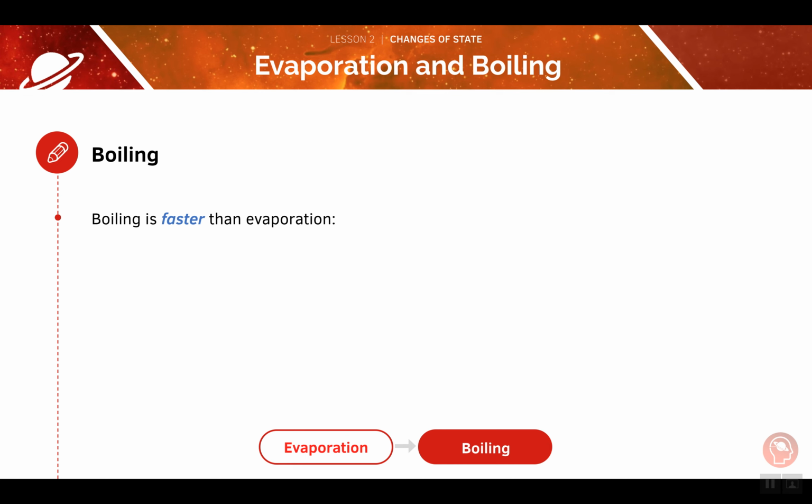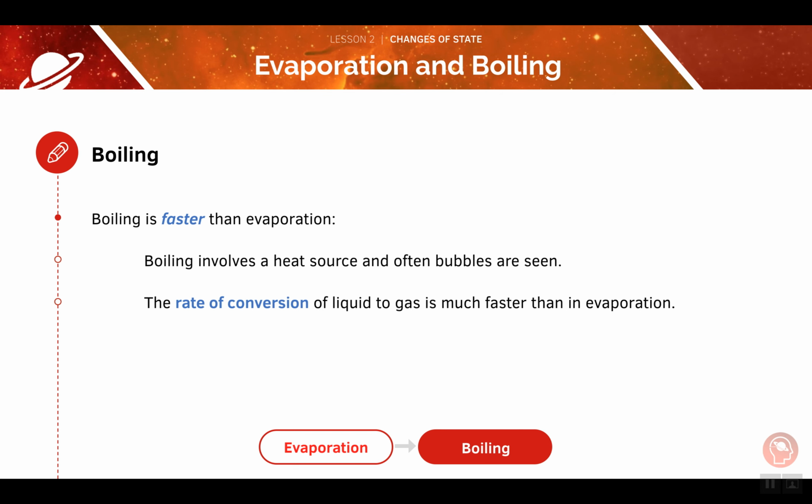Evaporation can often happen without us noticing. It is much slower than boiling. Boiling involves a heat source and often bubbles are seen. It's much faster to boil a liquid into a gas compared to evaporating it.